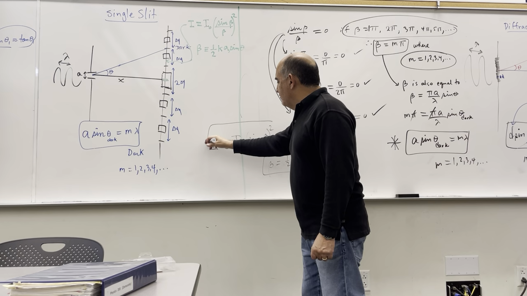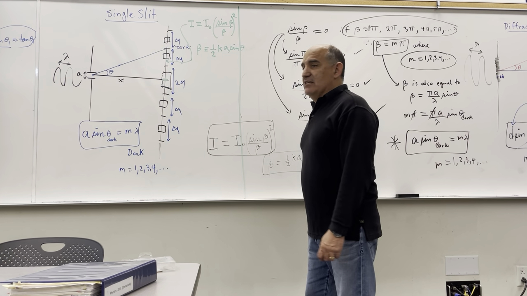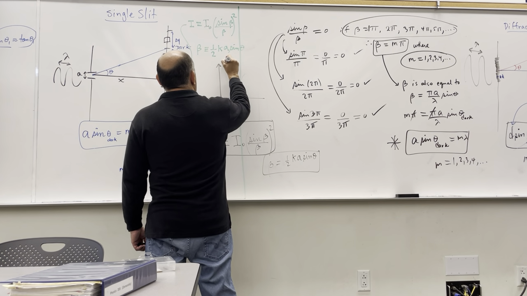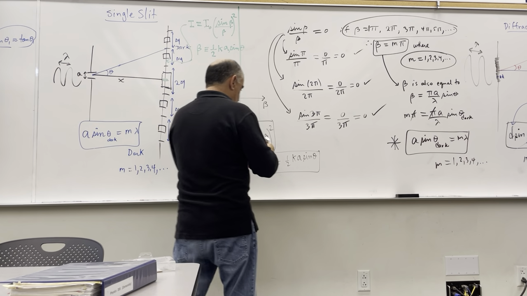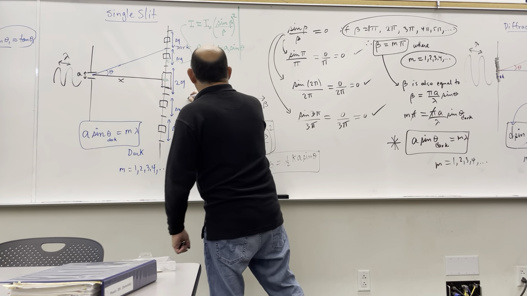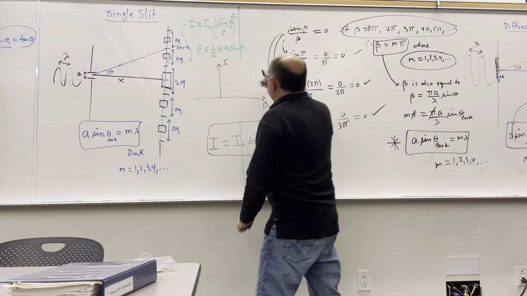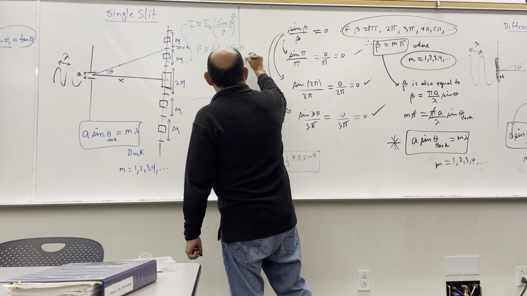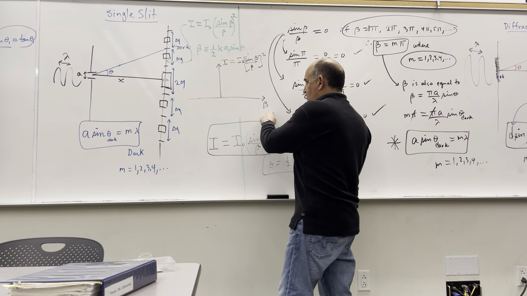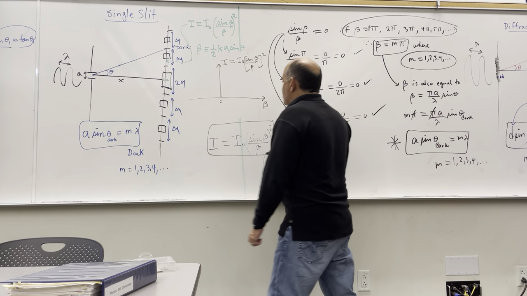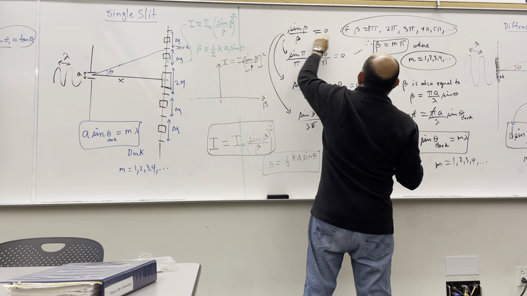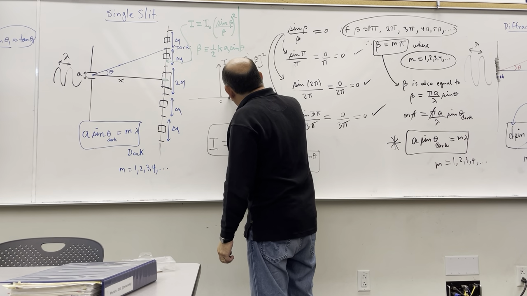If you do a graph of that, of the intensity as a function of beta, what you end up getting is this. This is I sub zero, sine of beta over beta, all of this squared. If I do a graph of that as a function of beta, this is zero. So the first time that the intensity is zero, that's when this ratio is zero, is when beta is equal to pi. So then you have pi here.